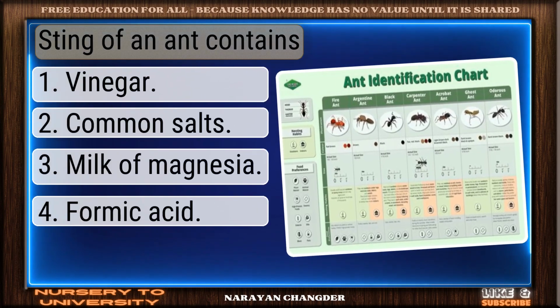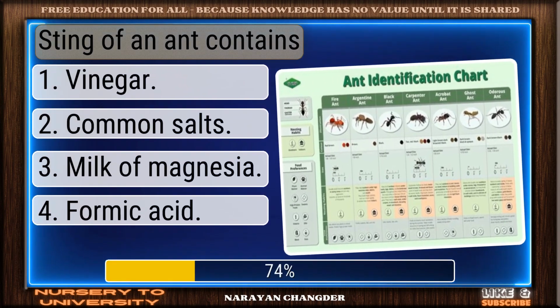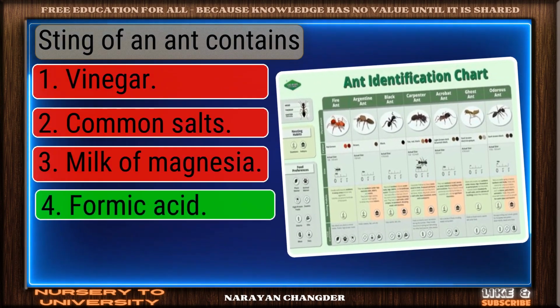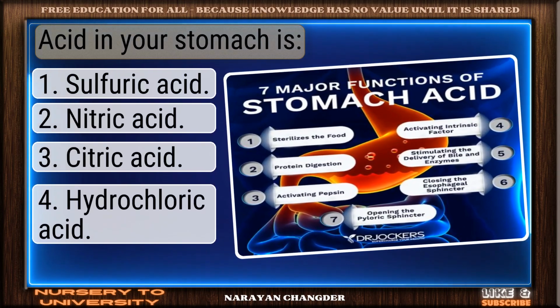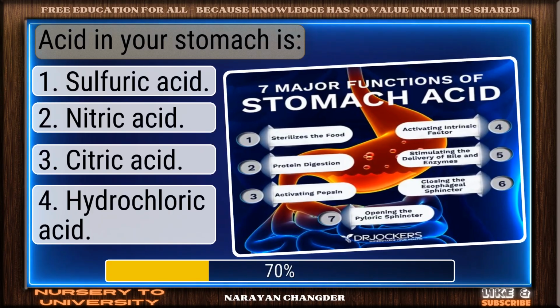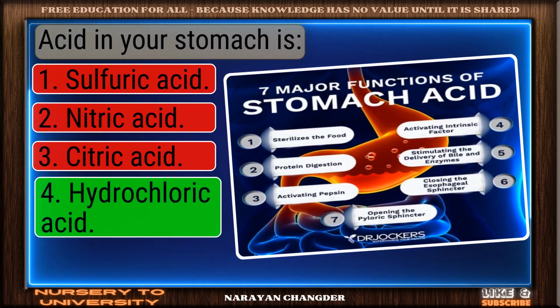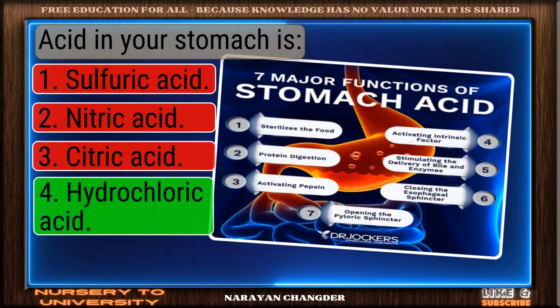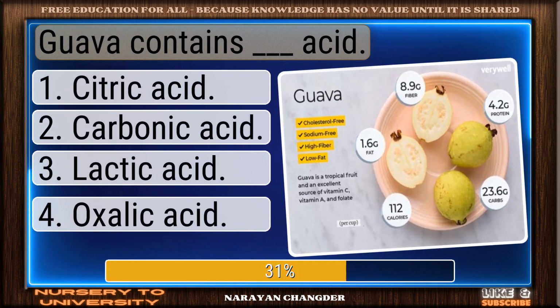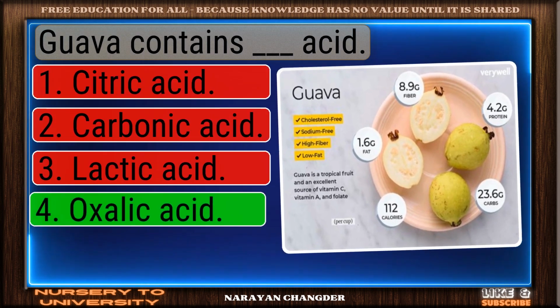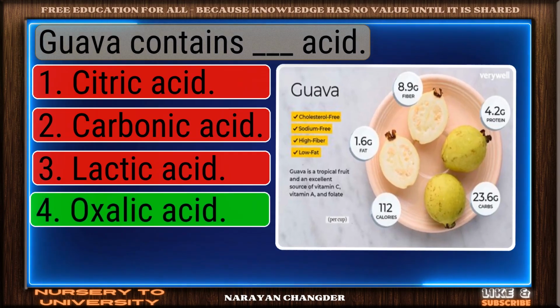Sting of an ant contains... Good thinking. Formic acid is right. Acid in your stomach is... Smart move. Hydrochloric acid is the accurate answer. Guava contains dash acid. Clear logic. Oxalic acid is sound.